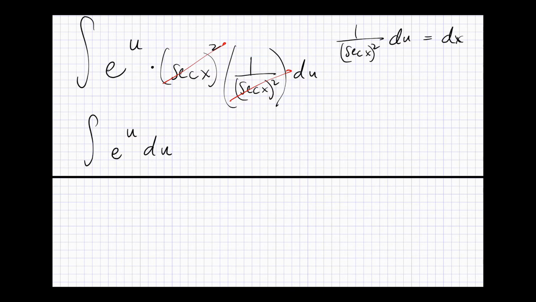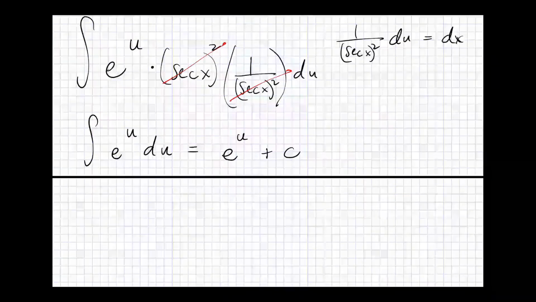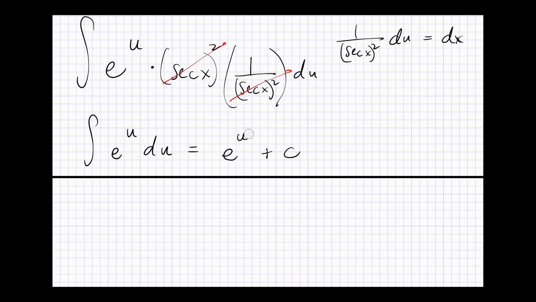Okay, so now I'm going to find the antiderivative. What's the antiderivative of e to a power? E to the power plus c. There you go. It's the same as the derivative of e to a power. It's just e to the u and then plus c. Put u back in. U was tangent of x, and you are done.